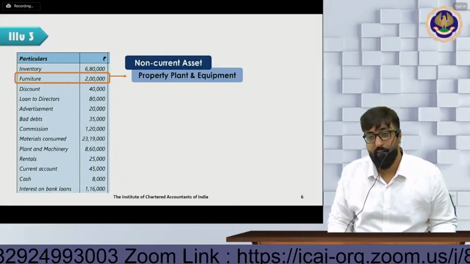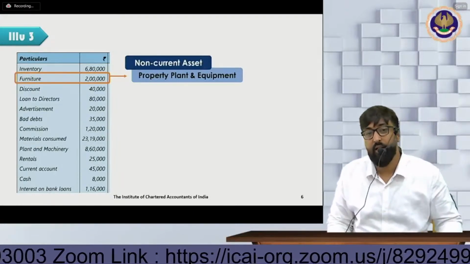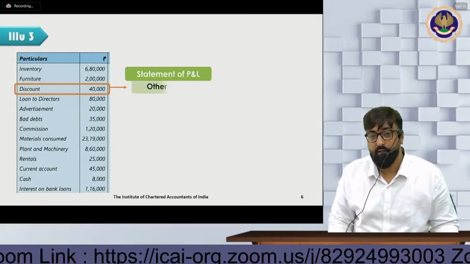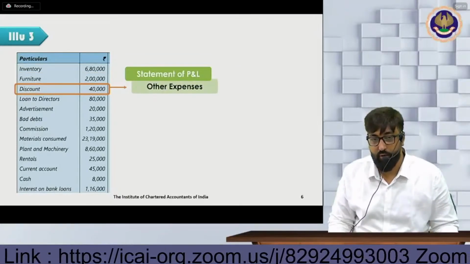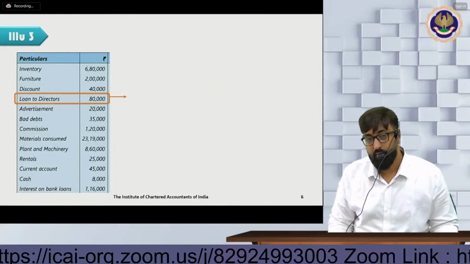Property, plant and equipment. Write it down over there. Discount, you will write it in other expense. Very good. Loan to director. Short-term loans and advances.